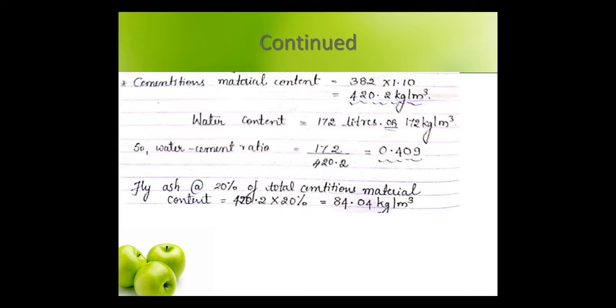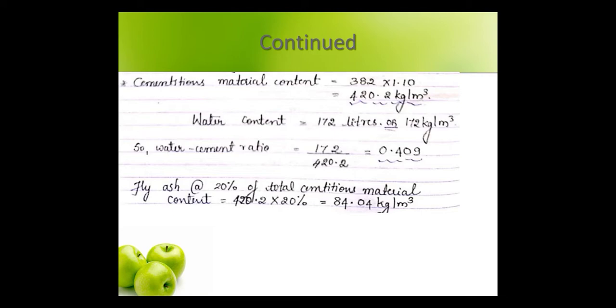Next, cementitious material will be equal to whatever cement content you have got into 1.10. You need to multiply, that is 20% maximum of that. So water content 172 liters you have got. So water by cement ratio will be 0.409. So 20% of total cementitious material you need to reduce.